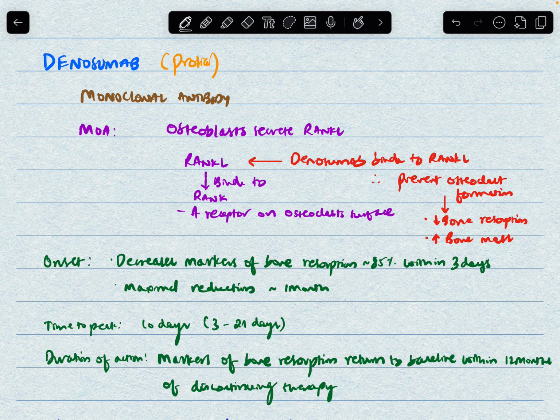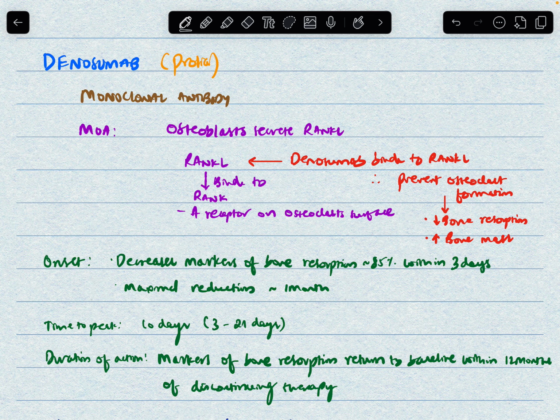The onset of action of denosumab is typically seen by assessing the markers for bone resorption. It decreases markers of bone resorption by approximately 85% within 3 days, and maximal reduction happens by 1 month. And the time to peak of this drug is around 10 days, ranging from 3 to 21 days.